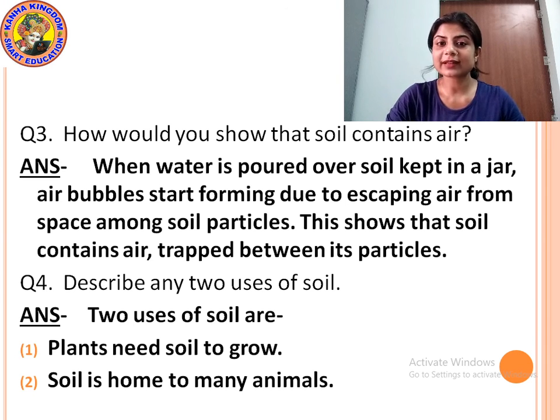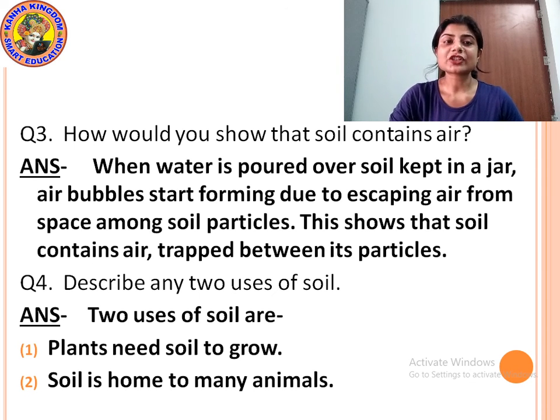I will repeat once again. Question number 3. How would you show that soil contains air? The answer is, when water is poured over soil kept in a jar, air bubbles start forming due to escaping air from the space among soil particles. Full stop. This shows that soil contains air, trapped between its particles.